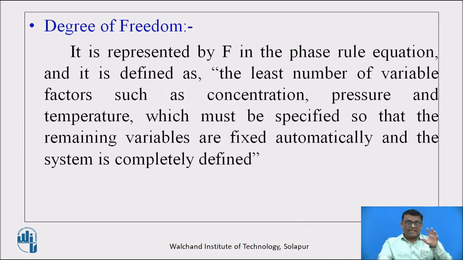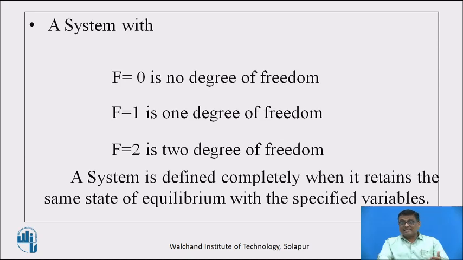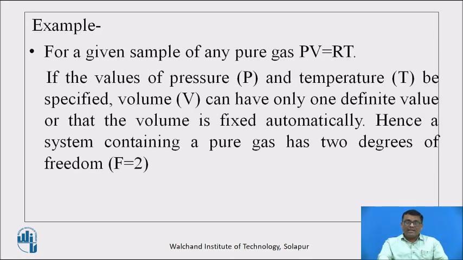So to define any particular system, the least number of variables that are required to express it, so that the other variables get automatically fixed, is called the degree of freedom. A system may have the degree of freedom F equal to 0, F equal to 1, or F equal to 2. A system is defined completely when it retains the same state of equilibrium with specified variables.